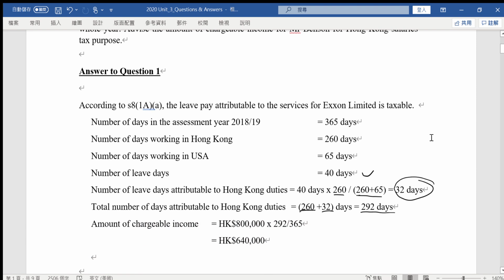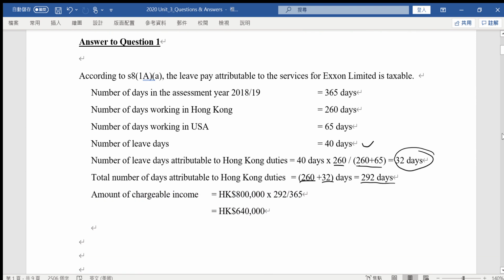Because of that, his chargeable income will be $800,000 times 292 over 365, and the amount will become $640,000.